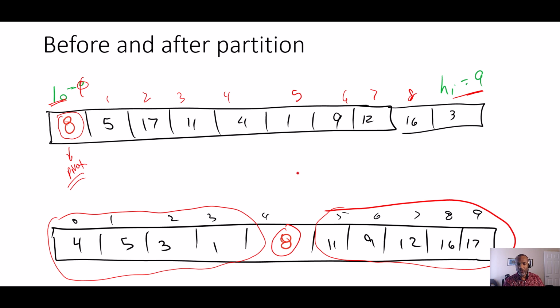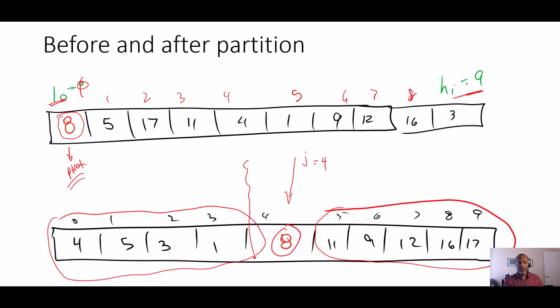And so this value that's placed in here, when partition does its thing, once it's done, it's going to return the index at which that value, the pivot, has been placed. So in this case, let's say that the value 8, which was the pivot, has been placed into index 4. So it would return index 4.